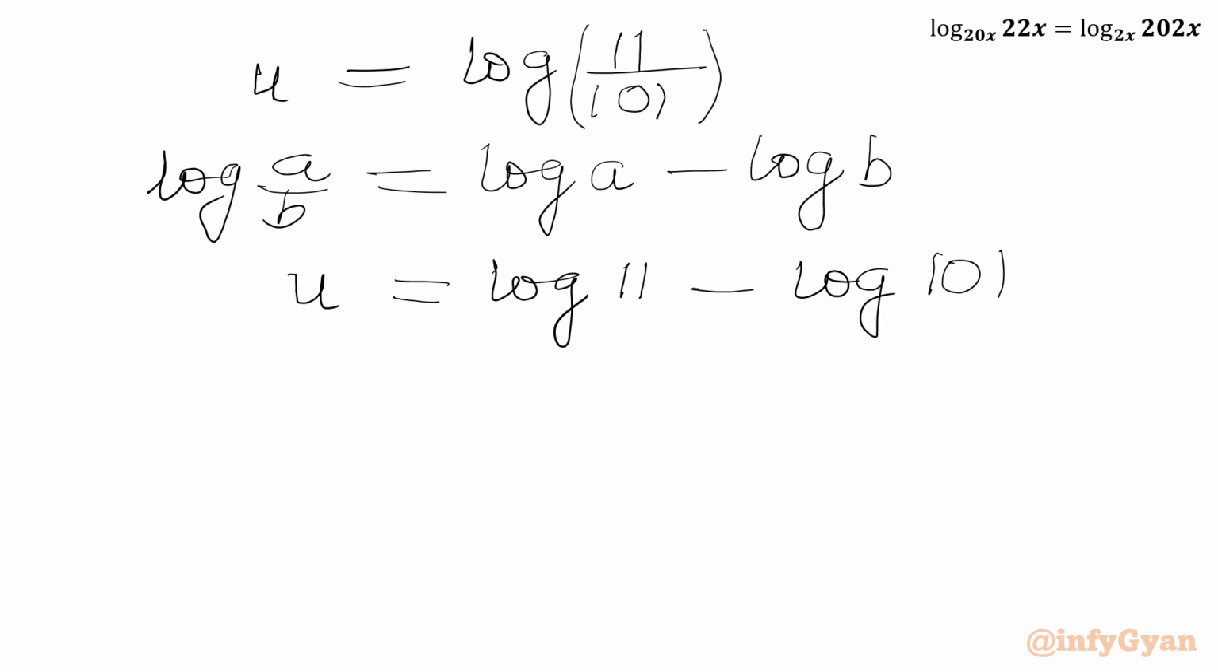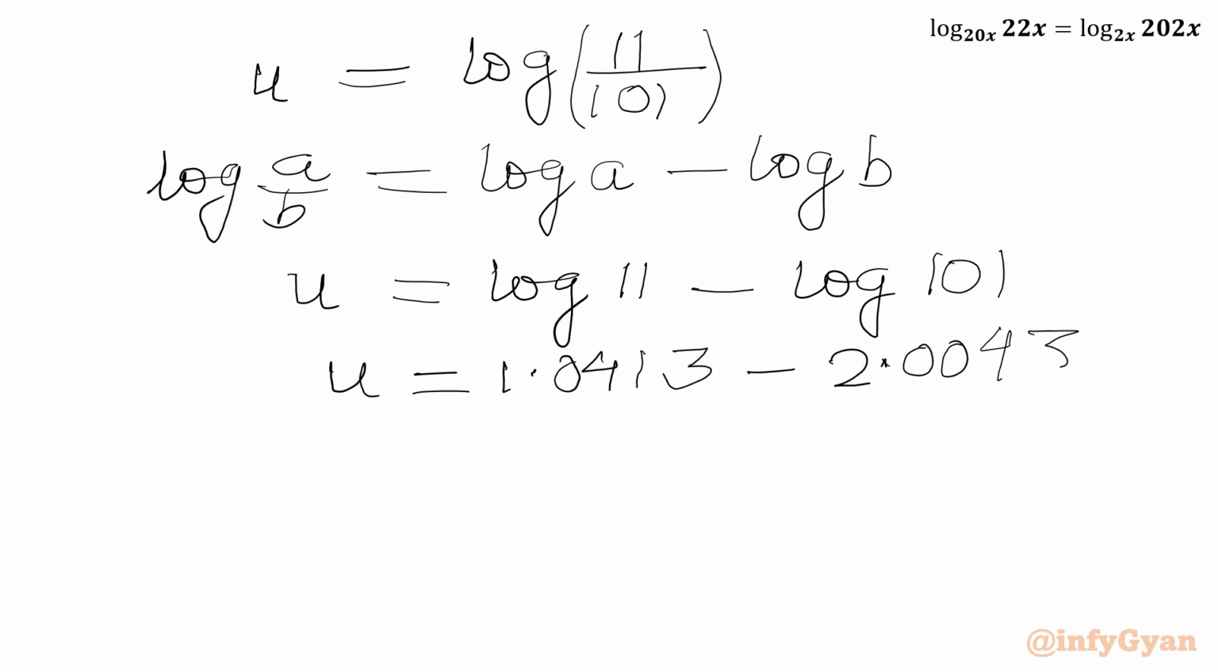Now we will use a calculator. We will put values of log 11 and log 101. We will get u equal to 1.0413 approximate value minus 2.0043. Once we subtract, we are going to get the approximate value of u as negative 0.962.